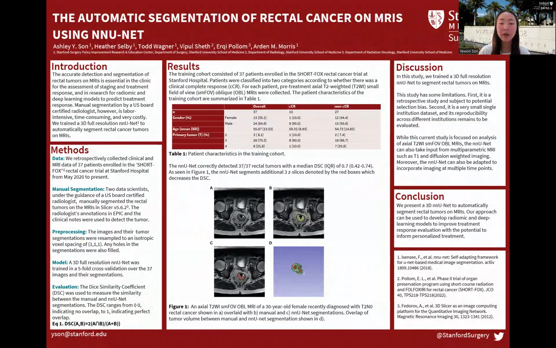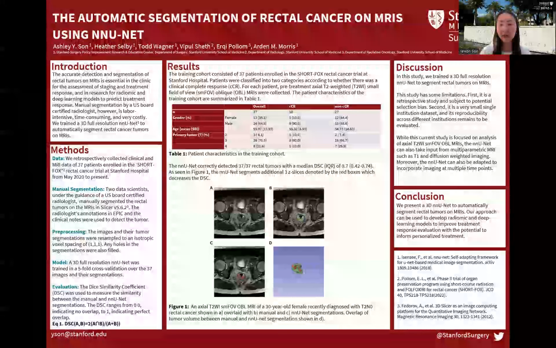We used the dissimilarity coefficient to determine the agreement between the manual and nnU-Net segmentation. Shown in equation 1, the dissimilarity coefficient is 2 times the intersection of A and B over the sum of A and B, where A is the nnU-Net and B is the manual segmentation.